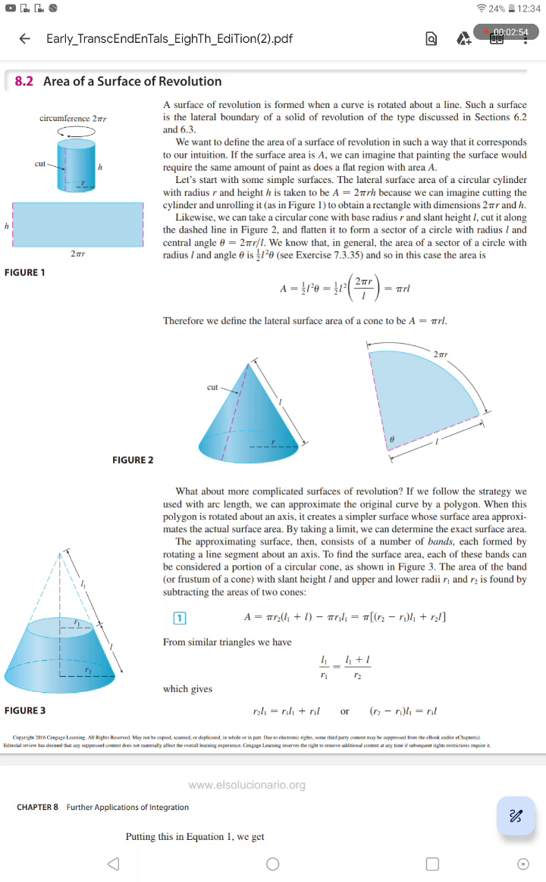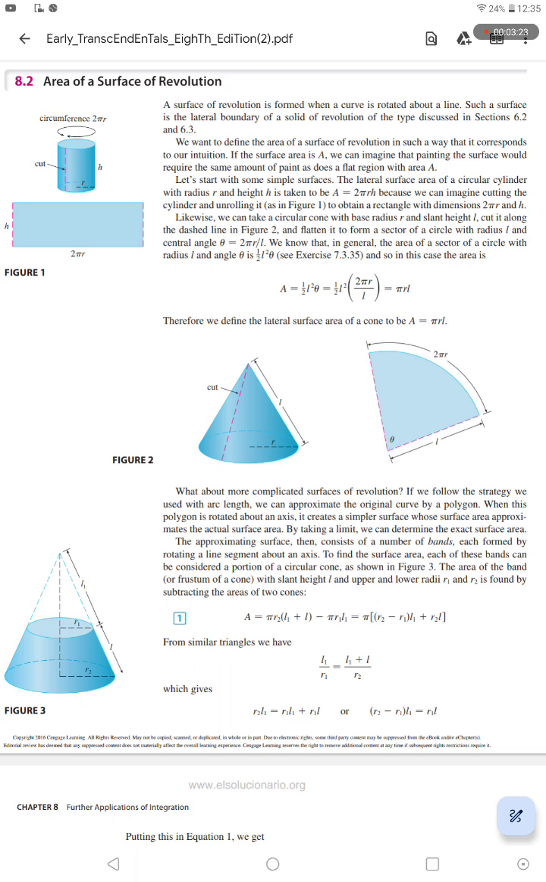What about more complicated surfaces of revolution? If we follow the strategy we used with arc length, we can approximate the original curve by a polygon. When this polygon is rotated about an axis, it creates a simpler surface whose surface area approximates the actual surface area. By taking a limit, we can determine the exact surface area.